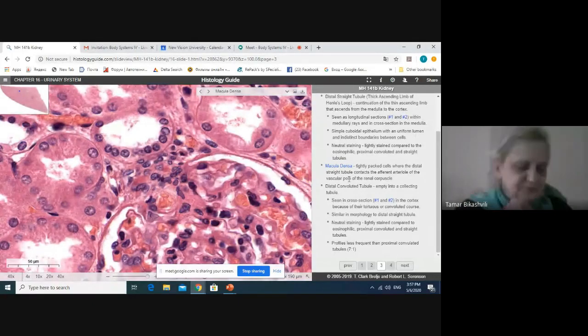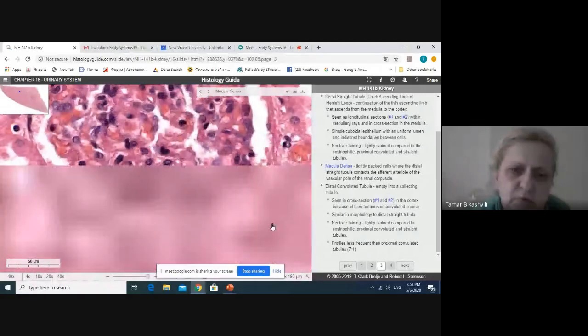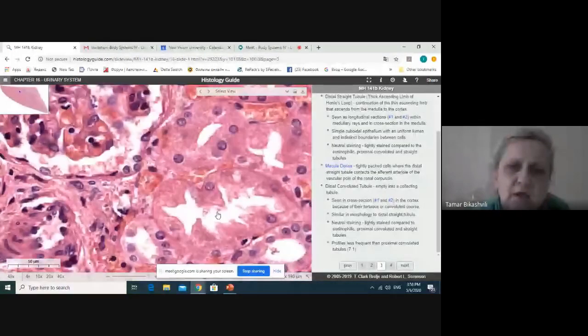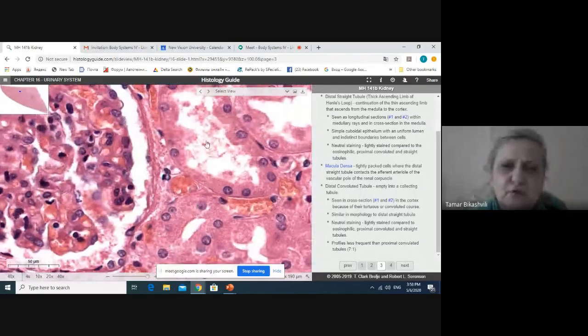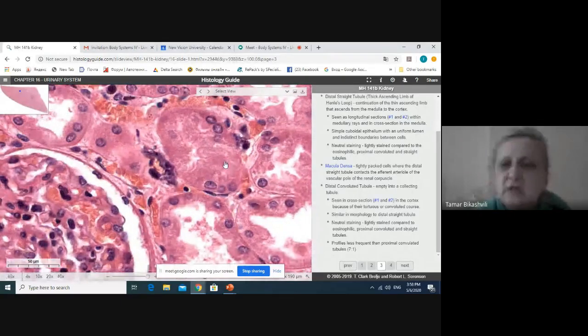The juxtaglomerular cells, but they are modified smooth muscle cells of the afferent arterioles, renin-secreting cells, and the granules contain numerous zymogen. So this part is here, and this is the vascular pole and the tubular pole. And these are the proximal convoluted tubules. You can see how close the lumen is in these tubules.